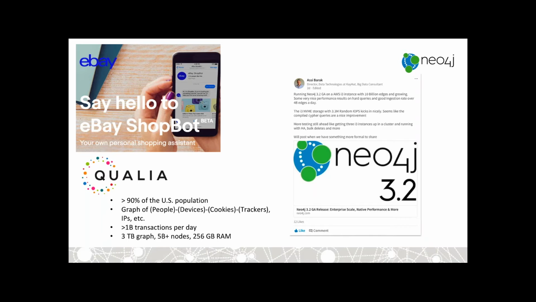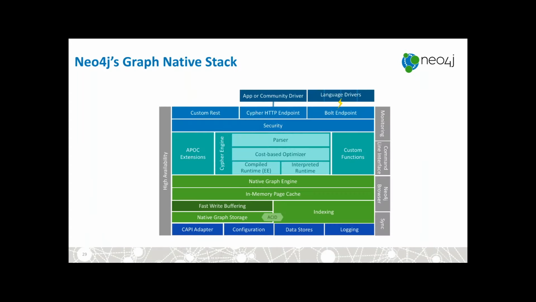He was relatively new to Neo4j at the time, spun up Neo4j on an AWS i3 instance and poured data in. 10 billion edges and growing, lovely performance results, with an ingestion rate of 4 billion relationships per day. This native graph stuff is pretty fast. So here's our graph stack. Here's our native graph stack. This is a high-level architectural view of Neo4j.